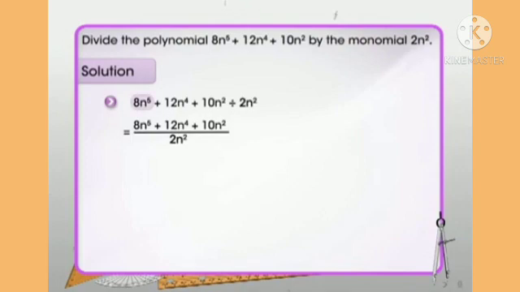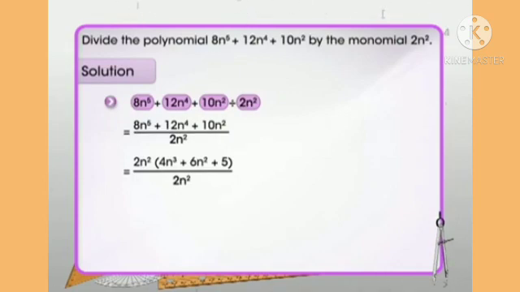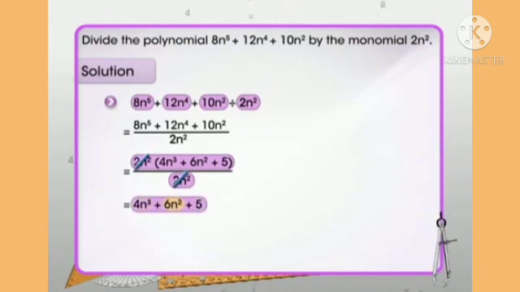Let's divide the polynomial 8n raised to power 5 plus 12n raised to power 4 plus 10n squared by the monomial 2n squared. Hey! Can you see that we can separate 2n square as the common factor from the numerator, which is same as the denominator? That makes the solving very easy. We get 2n square into 4n cube plus 6n square plus 5 whole divided by 2n square. Then by cancelling the common factor, we get 4n cube plus 6n square plus 5, and that's the answer.